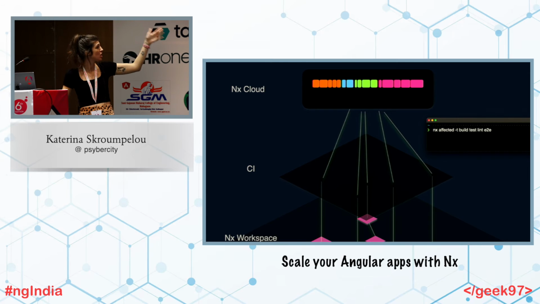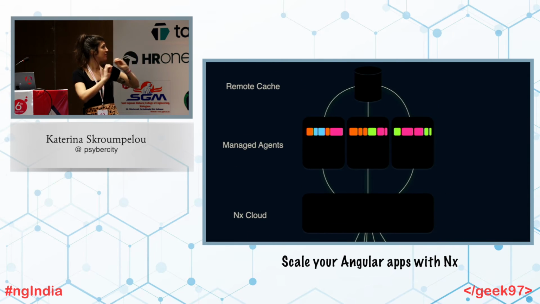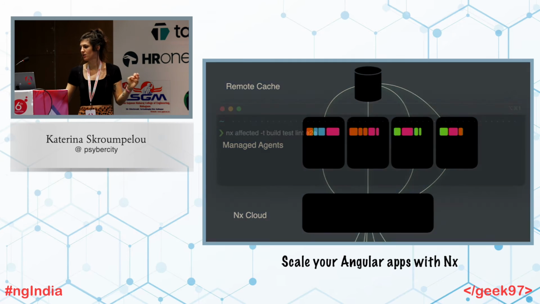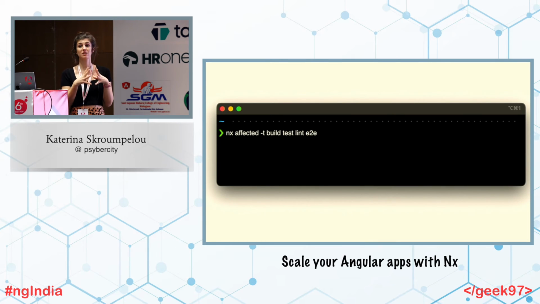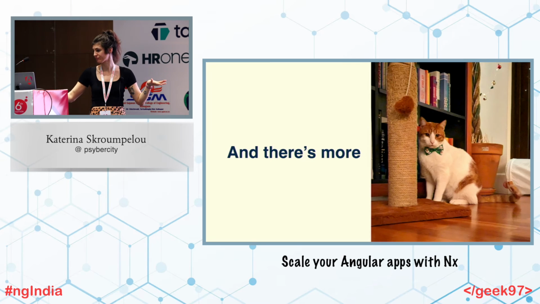In NX Cloud, these tasks are broken down, and eventually they're distributed to different agents. The remote cache is also working with these to fetch things, so everything is much, much faster, and large organizations can benefit from it, and this is why large organizations choose to use NX. So with this command, you can tell it on how many machines to distribute it on, and you will get the best results. Also, there is more.